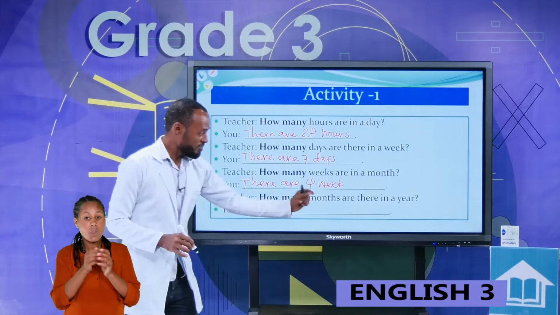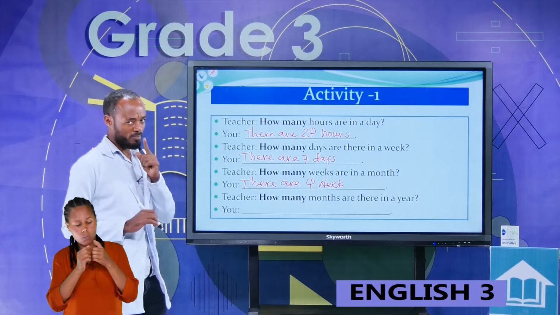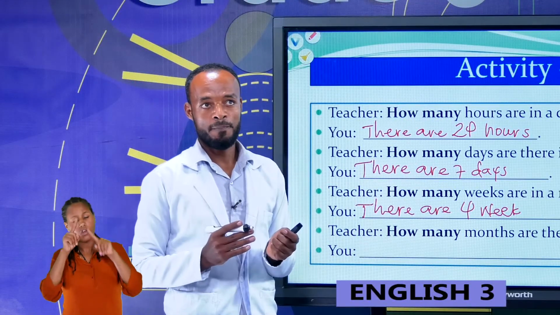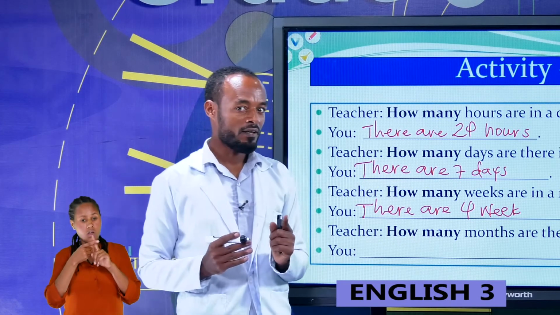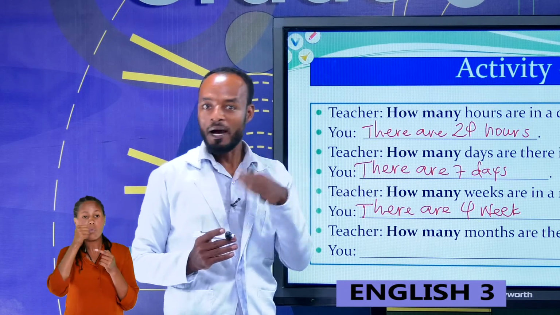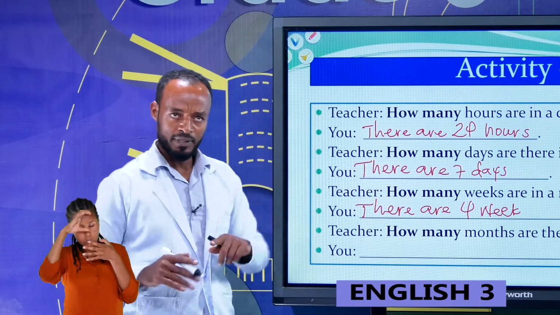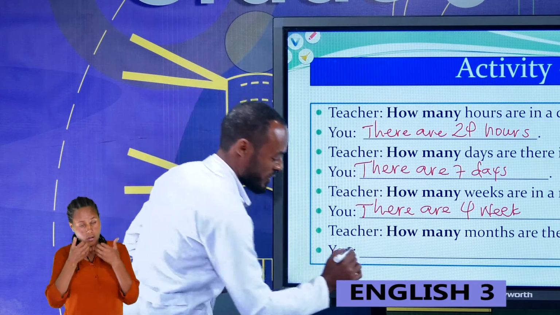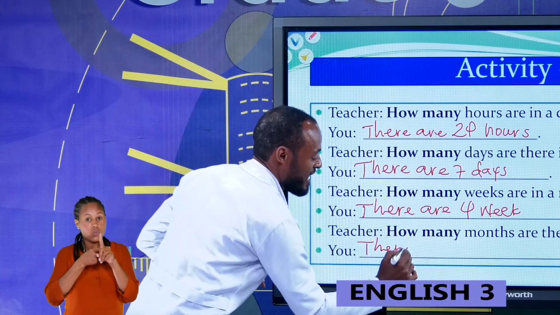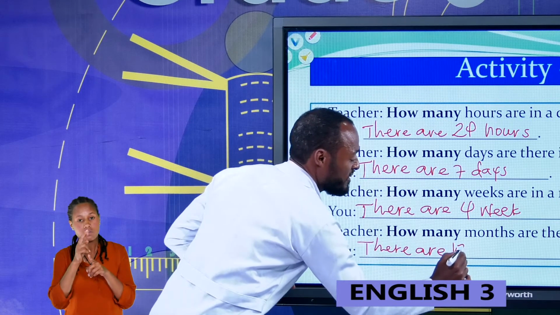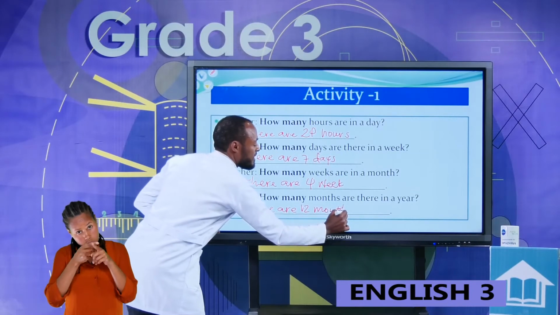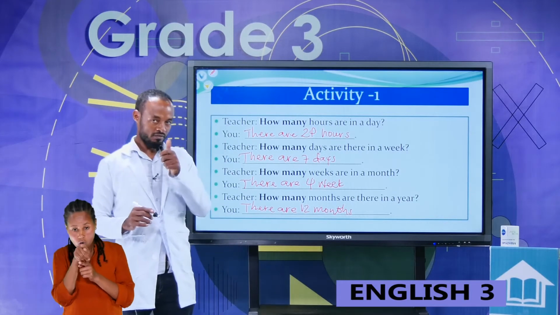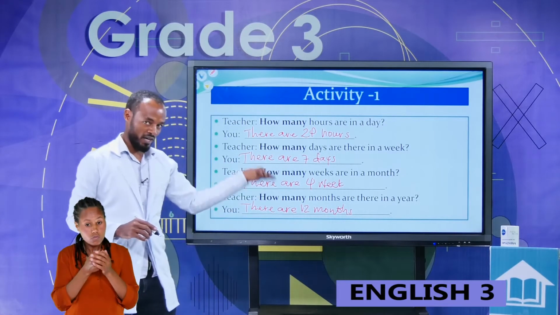Teacher asked here, how many months are there in a year? Maybe this can be different from one country to another. In the Ethiopian calendar, including Pagume, there are 13. But internationally, most of the time, 12 months are there. So, it is better if you say, there are 12 months. There are 12 months in a year. If you answer like this, thank you. If not, please try to do and try to write this one in your exercise book.